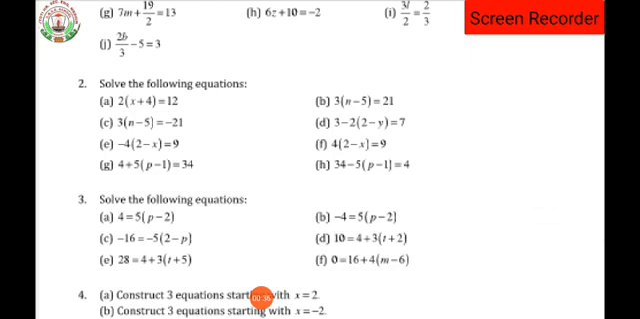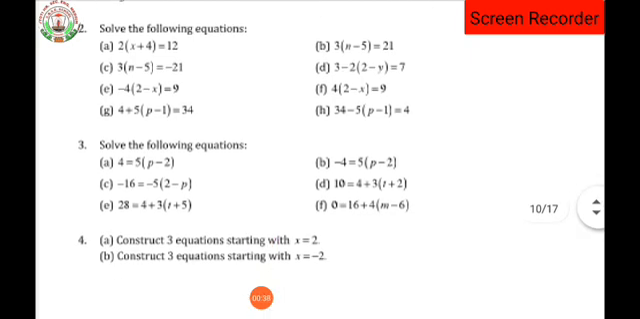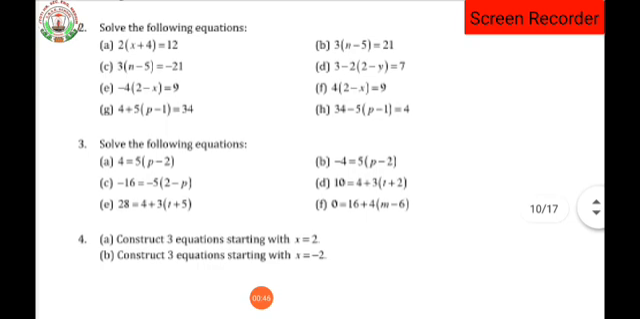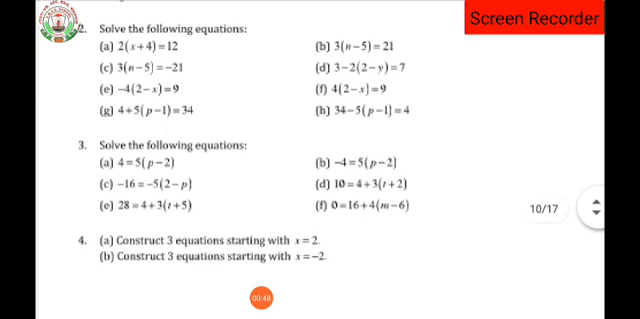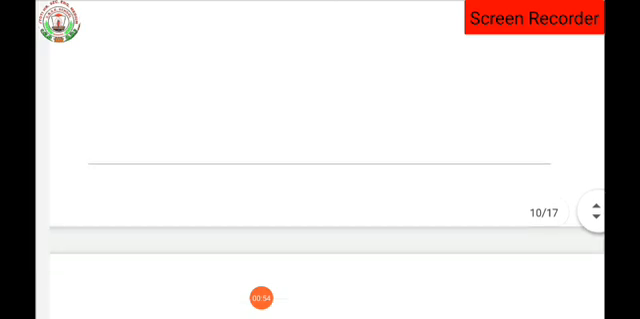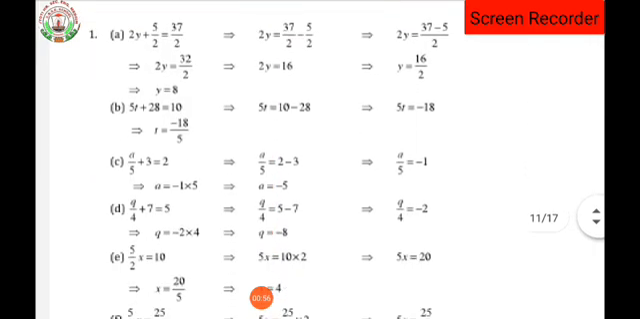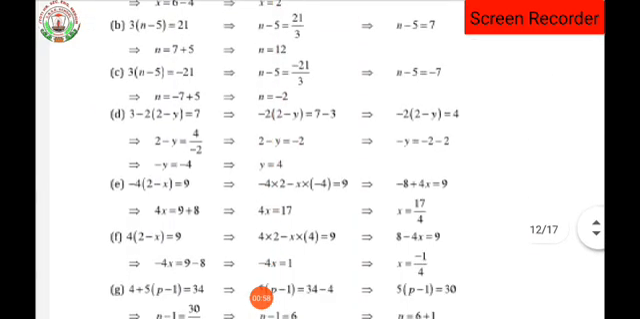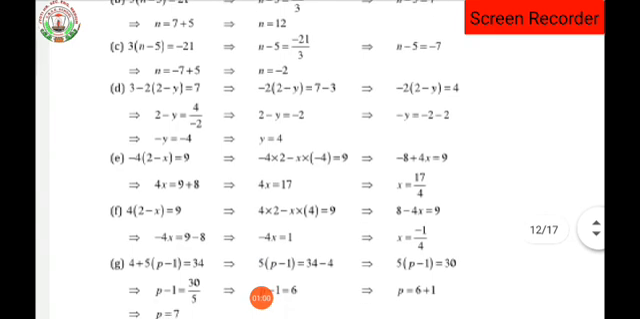Next, the third question is also the same as question number 1 and 2. We have to solve the following equations. In question number 4 we have to construct three equations starting with x equals 2, and three equations starting with x equals minus 2. That means with the help of x equals 2 and x equals minus 2, we have to construct three equations. Clear everyone?